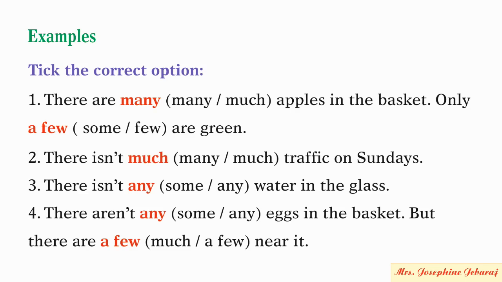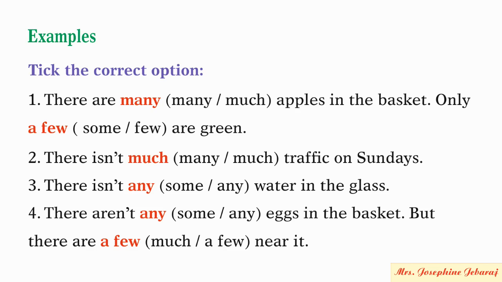Here we have a few exercises to complete with the quantifiers. The first one is tick the correct option. Number 1. There are dash apples in the basket. Many, much. Only dash are green. What is the answer? There are many apples in the basket. Only a few are green. Number 2. There isn't dash traffic on Sundays. Many or much? Yes, it's much.